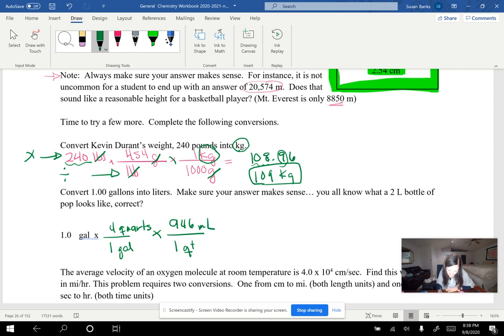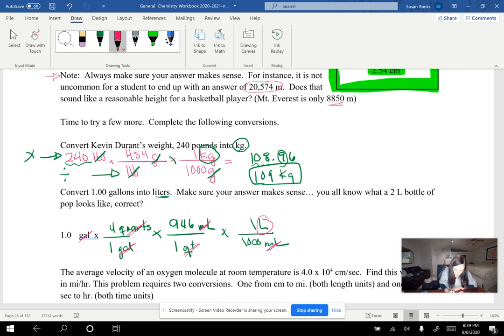Okay? I want this in liters, right? Do we remember something about the relationship between milli and liter? Milli means 1,000th. So that means there are 1,000 milliliters in 1 liter. Okay, let's look at my units now. Gallon divided by gallon, so that cancels out. Quart divided by quart, so that cancels out. Milliliter divided by milliliter, so that cancels out. I'm left with the unit of liters, which is exactly what I want.